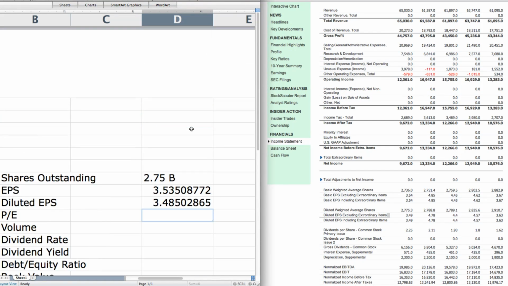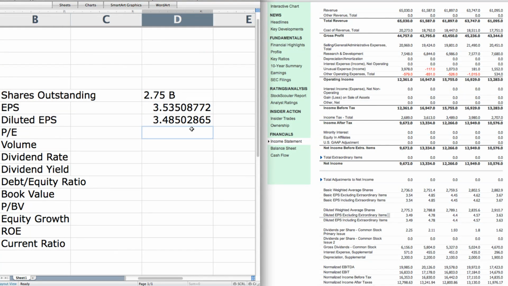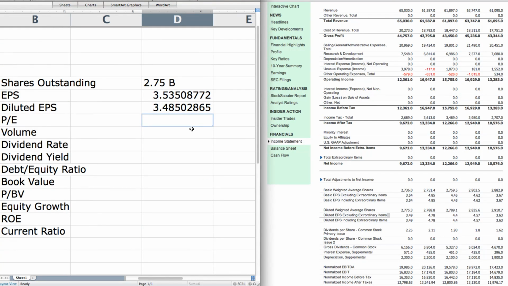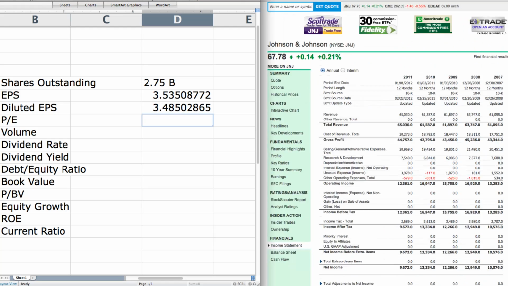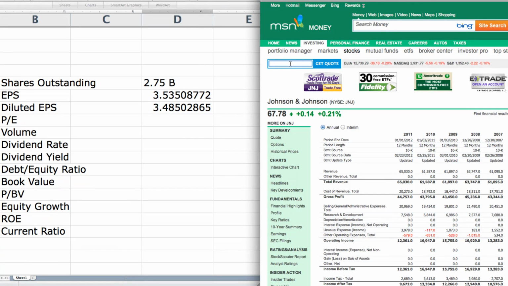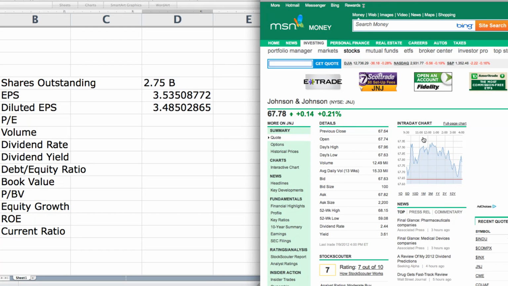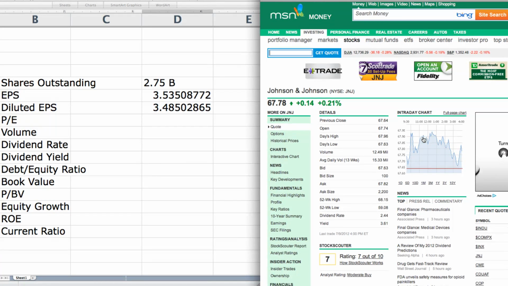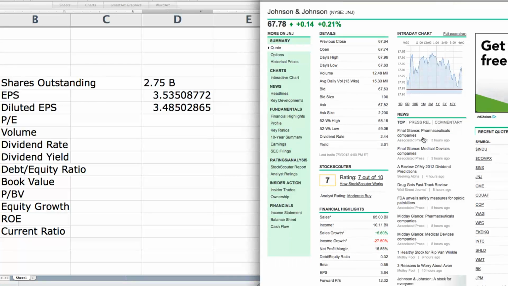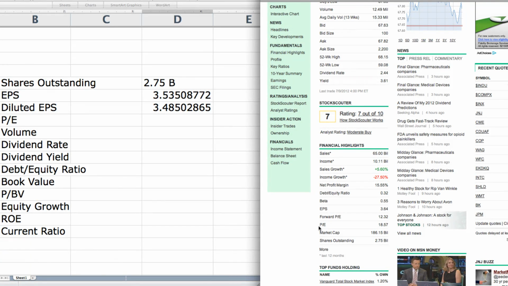The next number is probably my favorite number to quickly look at a company, and that's the price to earnings ratio. Let's go to the top level page and I'll show you where that number is reported. For Johnson & Johnson, off the very top level page, as you scroll down, you're going to see that the PE ratio for Johnson & Johnson is 18.57.